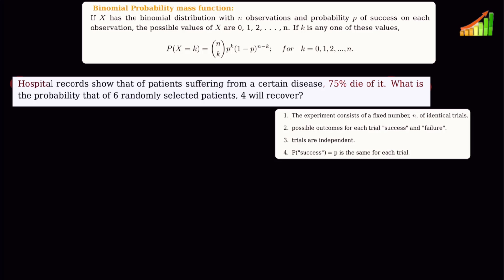Next example. Hospital records show that of patients suffering from a certain disease, 75% die of it. What is the probability that of 6 randomly selected patients, 4 will recover? First, take the random variable. What is the random variable here? I use X. Here you see it is asking about 4 who will recover. Therefore, I take X as the number of people who recover.